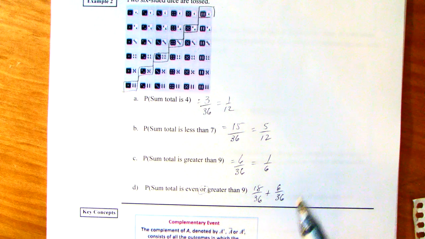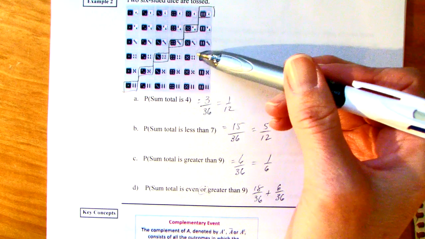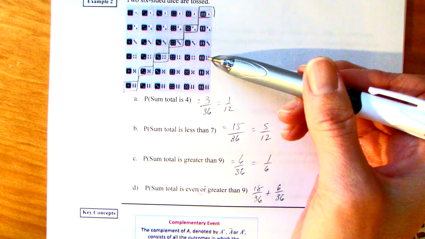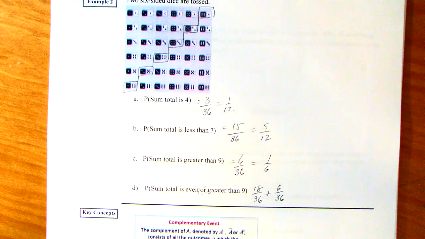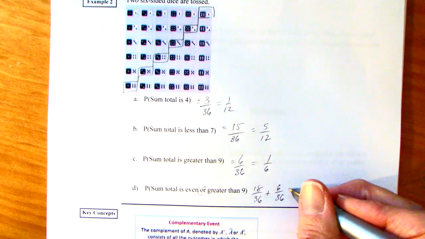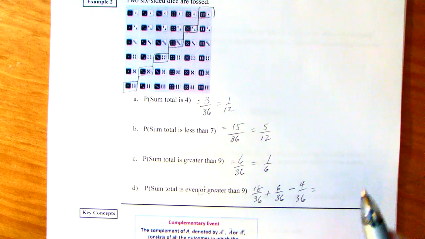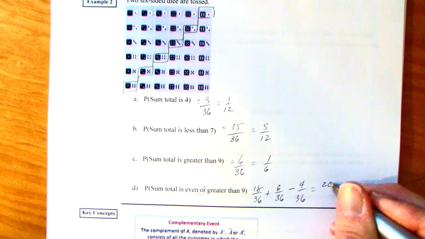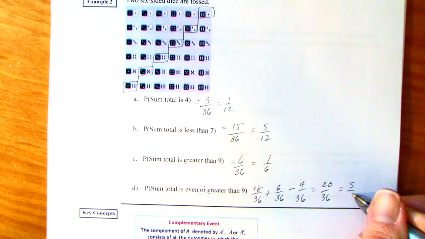Problem is, do I have some that are greater than 9 and even? Well, let's see here. The greater than 9s that are even would be 1, 2, 3, 4. Because that's counted twice, I'm going to take 4 out of the 36 away. All right, so 20 out of 36, divide the top and bottom by 4, you get 5/9.